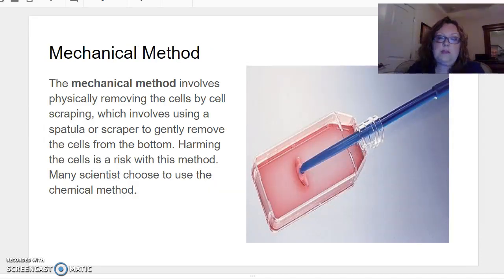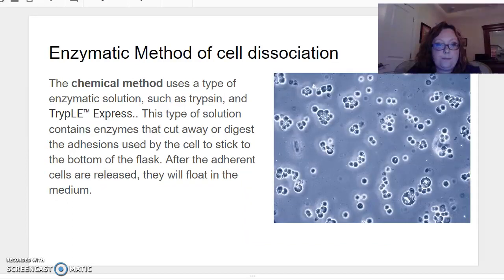The mechanical method involves using a spatula or a scraper to gently remove the cells off the monolayer on the bottom of the flask. However, there's a problem with this method. It's inexpensive, but you have a risk of injuring the cells that have grown. So many scientists, including myself, use the chemical method.